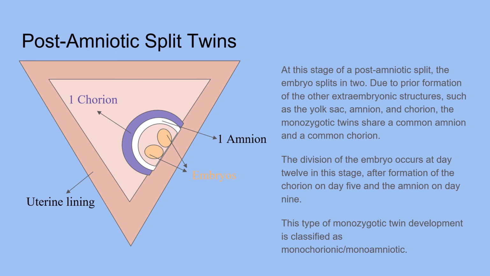So now this structure has adhered to the uterine lining. There's a single chorion, a single amnion, but there are 2 embryos. So the formation of the chorion and the amnion having already occurred before the division of the embryo confirms that this is monochorionic, monoamniotic, monozygotic twin development.